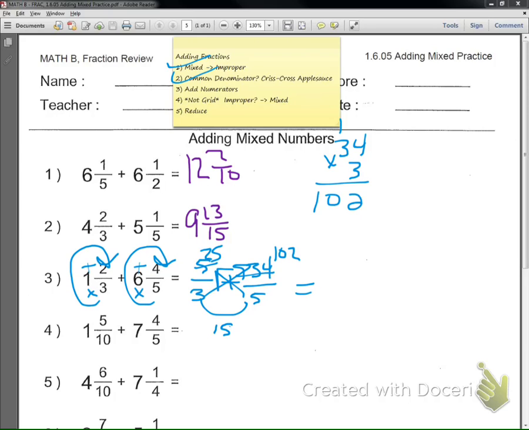I'm ready to add my numerators, so I have to add 25 to 102. So I get 127 all over 15. And then I have an improper fraction, so I put the top in the box. And I have to estimate now, how many times can 15 go into 127?